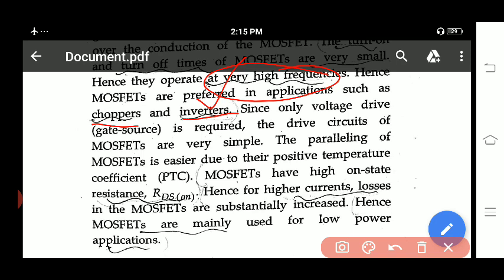For MOSFET, the drive circuit is very simple. For BJT, the drive circuit is somewhat complicated. Here it is very simple.